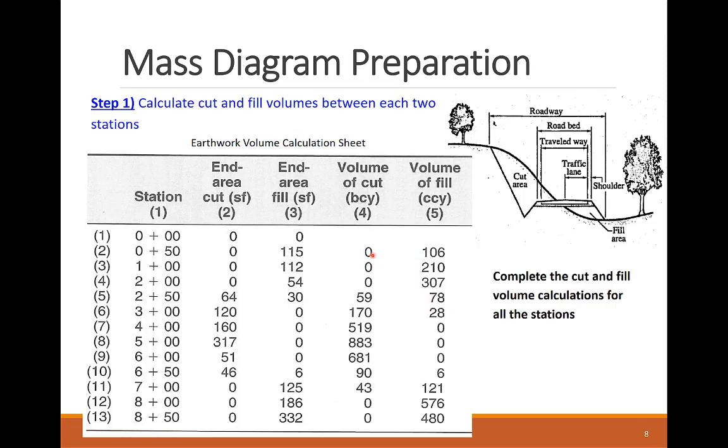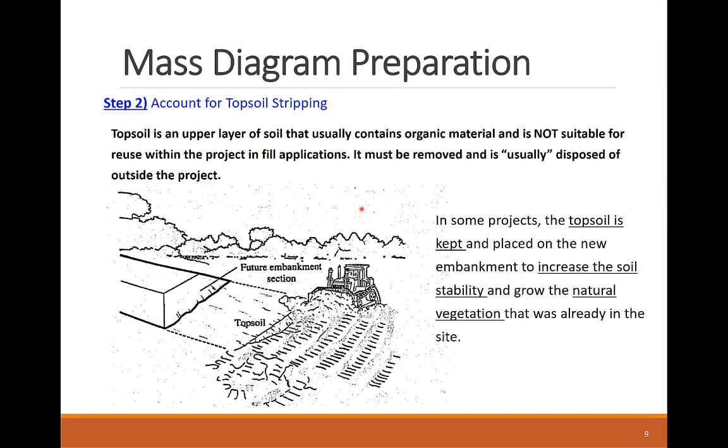You continue applying the end area calculations for the rest of the station successive pairs. Please notice that we are using so far two different units for the cut and fill volume. We are using bank cubic yards for the cut volume and compacted cubic yards for the fill volume. Remember, the dimensions of the cut area are for the soil in its natural bank state, while the dimensions of the fill area of the section are of the soil after it is compacted.